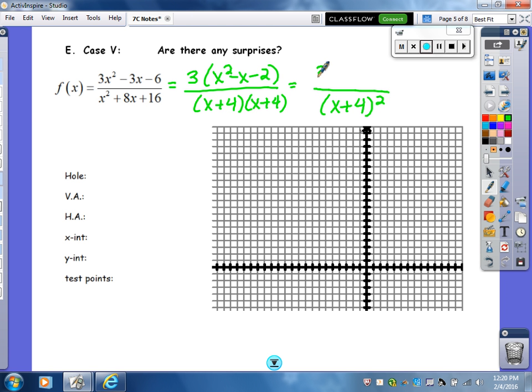All right, let's finish factoring. What multiplies to give you negative 2 but has a difference of negative 1? So x minus 2, x plus 1. Okay. All right, holes. Notice we don't have a hole. There's no common factor, so there's no hole. There is a vertical asymptote at x equals negative 4. Horizontal asymptote: same degrees. If we simplify that, we're going to get y equals 3 as my horizontal asymptote. If you have a horizontal asymptote, you can't have a slant asymptote. You can only have one or the other.